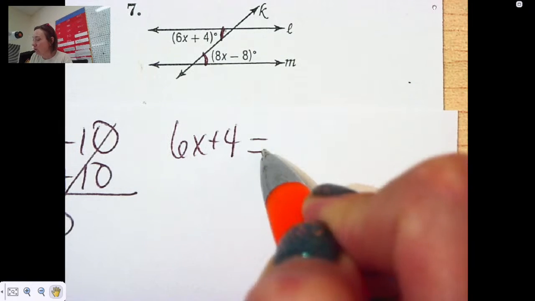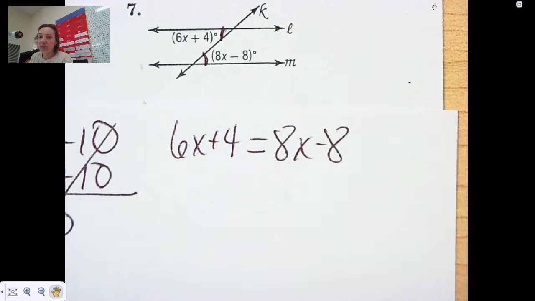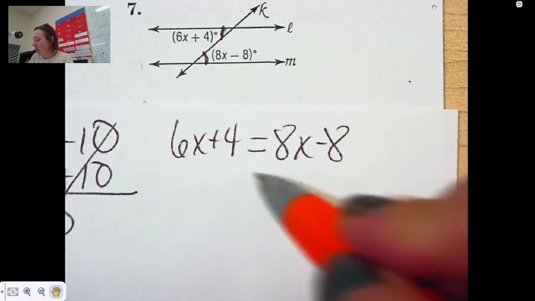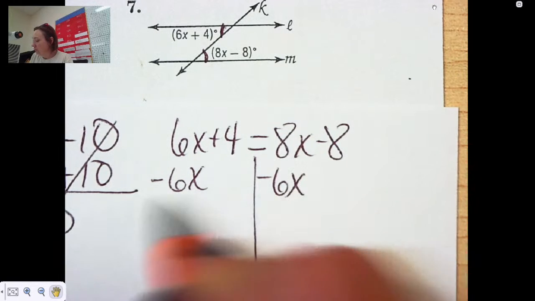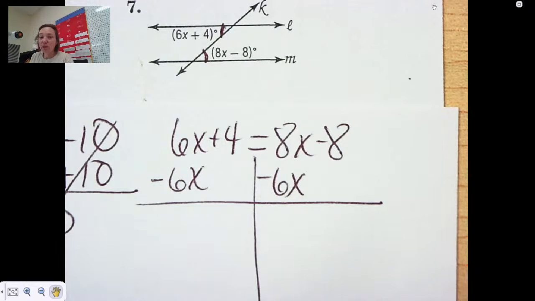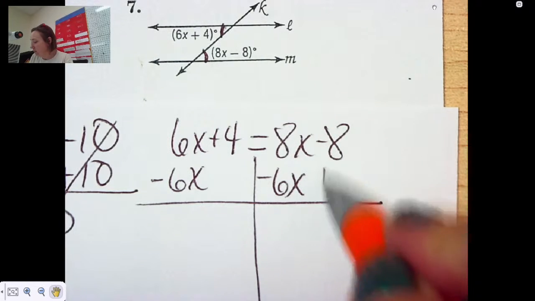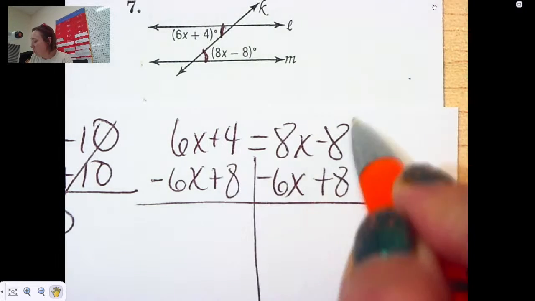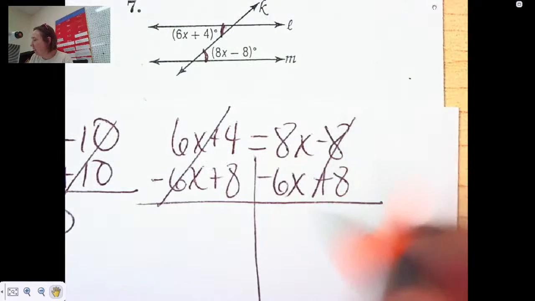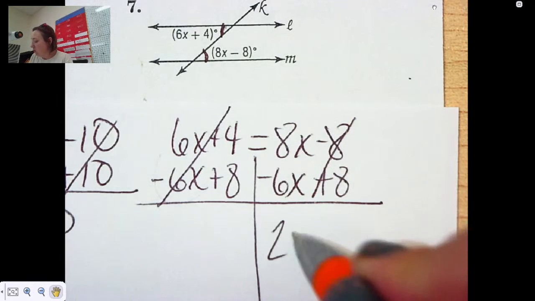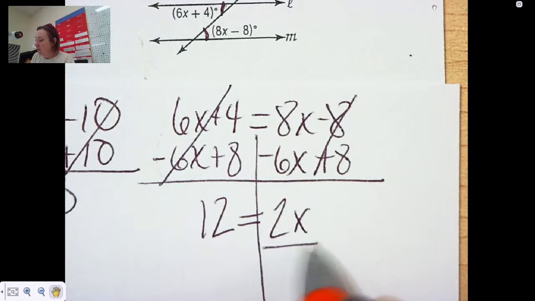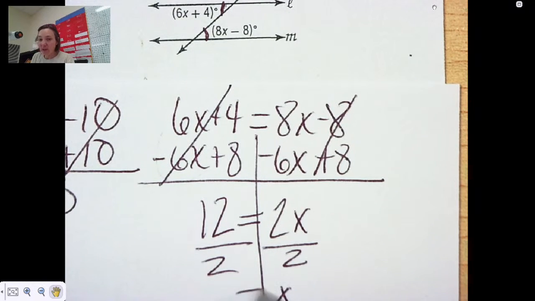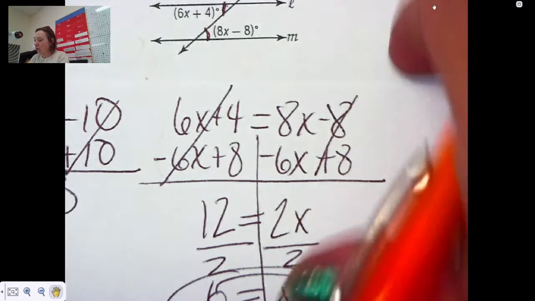6x plus 4 equals 8x minus 8. And then we would solve it, right? So what do we do to solve it? Subtract 6x from both sides. Then what? Add 8 to both sides, right? So that cancels the x's over here, the plain numbers over here. That gives me 2x equals 12, right? Because I'm going to divide by 2. X equals 6. So far, so good?